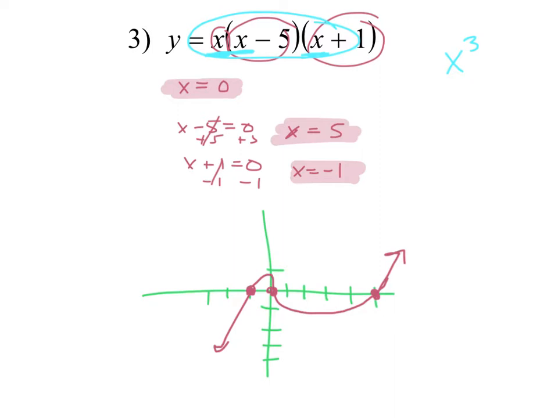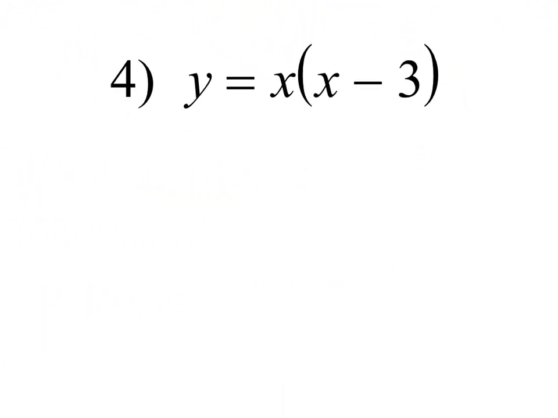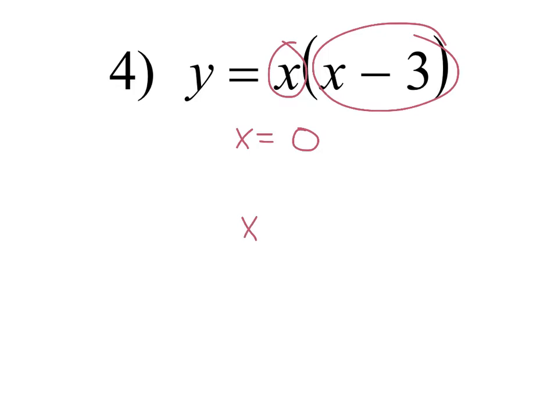Ready for the next one? Let's look at number 4. What do we do first? Separate. So we have 2 separate equations here. What are those equations going to be? x and x minus 3. So x is equal to 0 and x minus 3 is equal to 0. So we put both of these equal to 0.